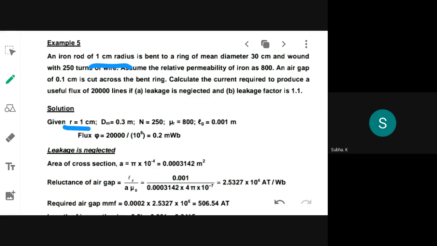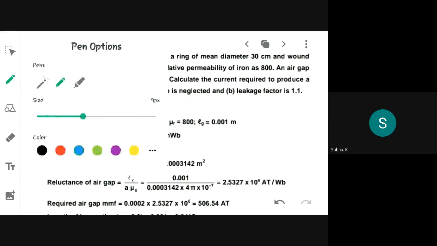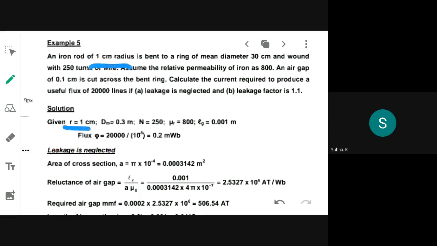Okay, what are the other data that is given? Mean diameter is given to be 30 centimeter. And what is the number of turn? 250. Okay, 250 is the number of turn, and you have to assume the relative permeability of the iron is how much? 800. And the air gap length? 0.1, so that is being converted to meter over here, right?